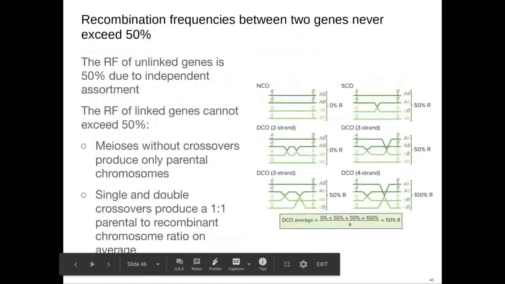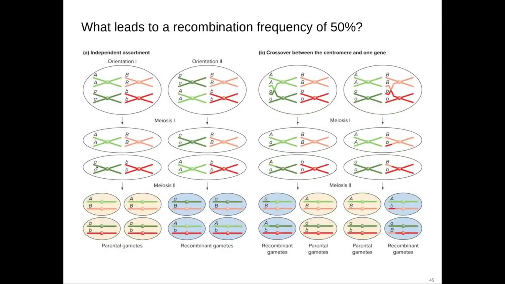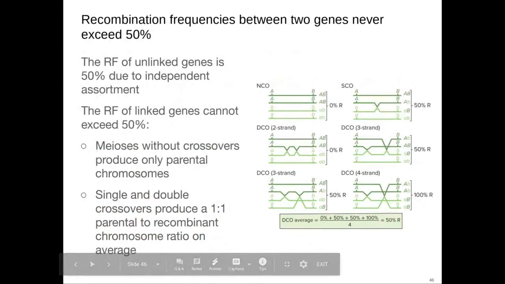Now, the interesting thing is recombination frequencies between two genes can never physically exceed 50%. So the recombination frequency of unlinked genes is 50% due to independent assortment. If genes are not linked together, they always follow independent assortment. Thus, the frequency has to be 50%.